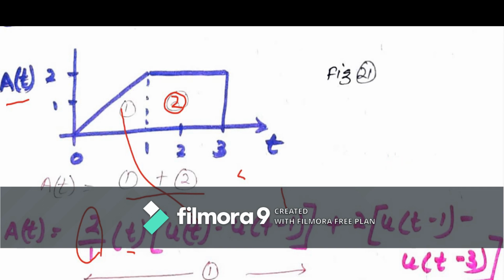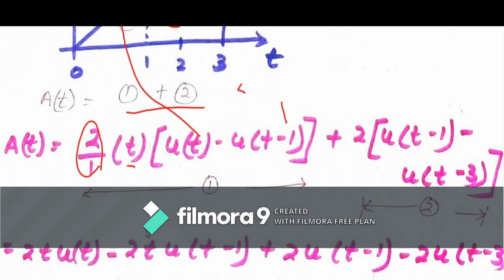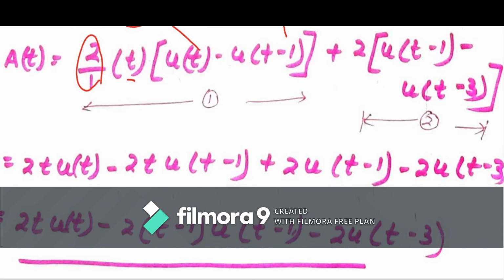So on solving you will get 2t u of t minus 2t u of t minus 1 plus 2 u of t minus 1 minus 2 u of t minus 3. If I simplify it, I'll get 2t u of t minus 2(t minus 1) u of t minus 1 minus 2 u of t minus 3.